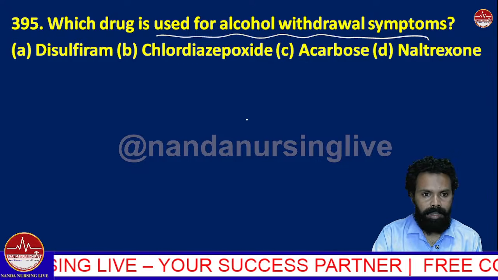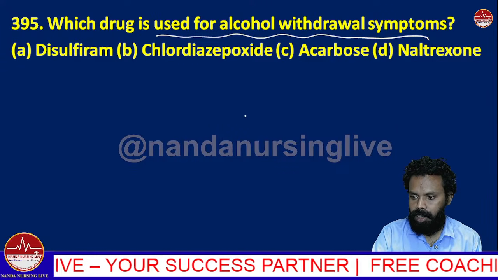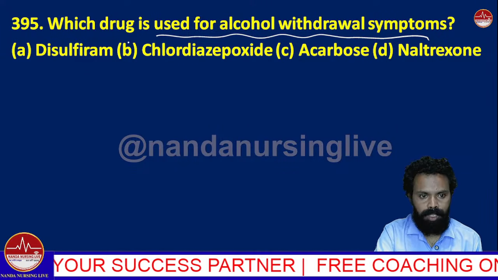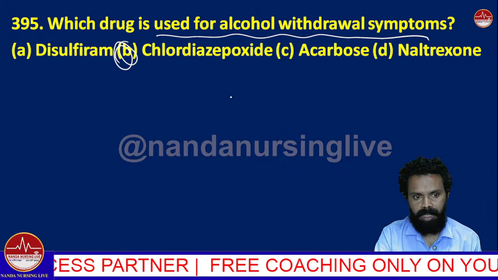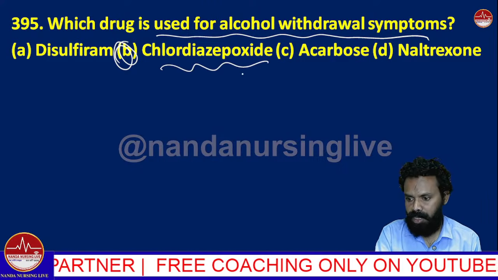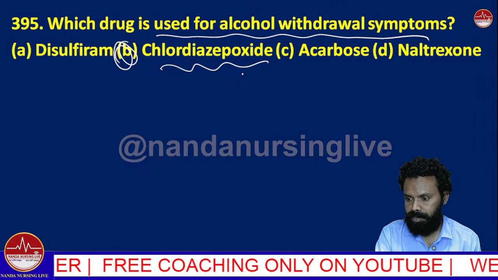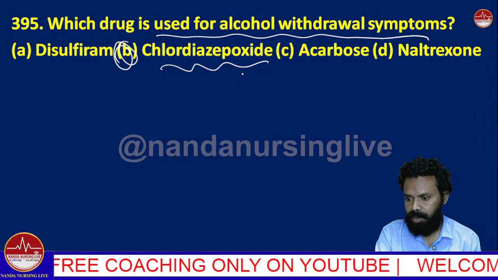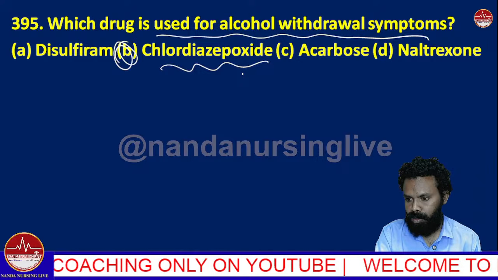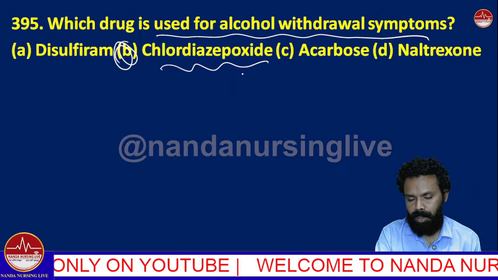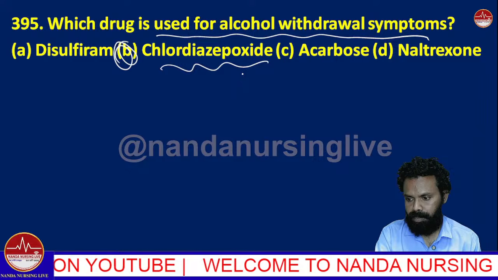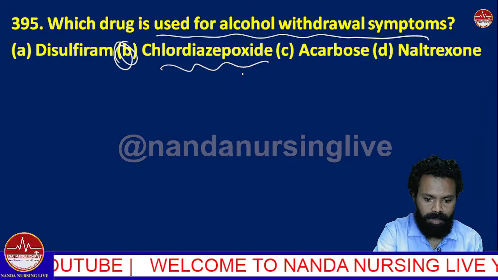So the correct answer is chlordiazepoxide. Option B is the correct answer. The drug used for alcohol withdrawal symptoms is chlordiazepoxide. This is the benzodiazepine group of drugs commonly used to manage alcohol withdrawal symptoms. Right? So option B is the correct answer.